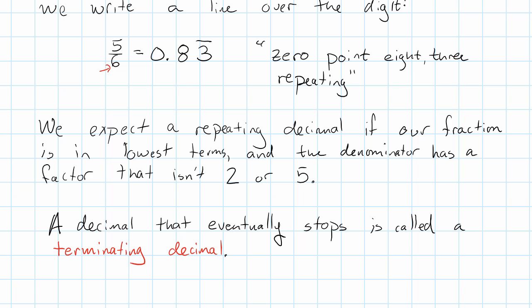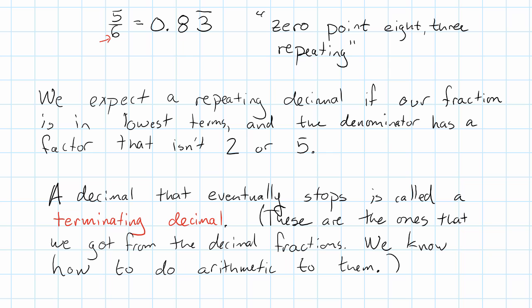A decimal that eventually stops is called a terminating decimal. Right, so a terminating decimal eventually stops. We stop having a remainder when we do the long division. These are the ones that we got from the decimal fractions. And we know how to do arithmetic to these guys.